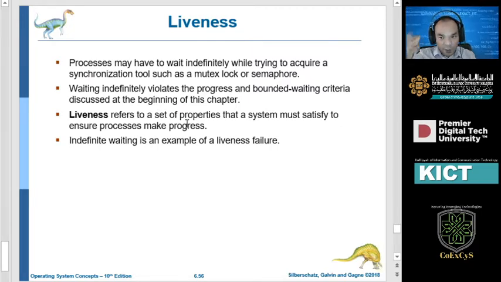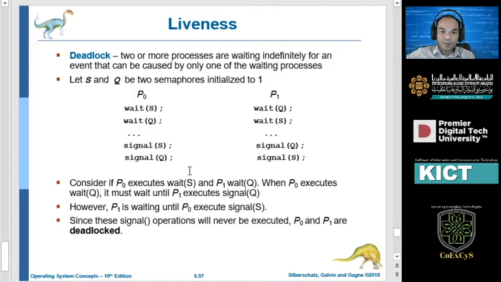When we say progress here, we mean that if you are scheduled to run, you are able to run, and not waiting indefinitely. Waiting indefinitely is one example of a liveness failure, being incapable of running.